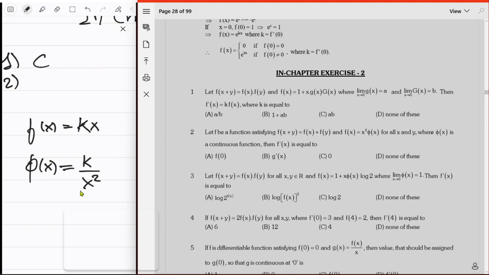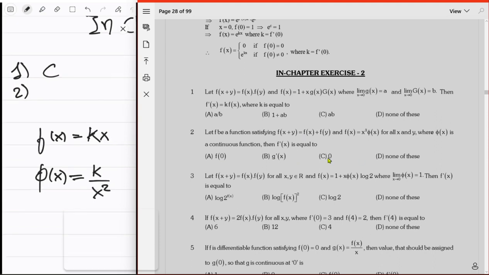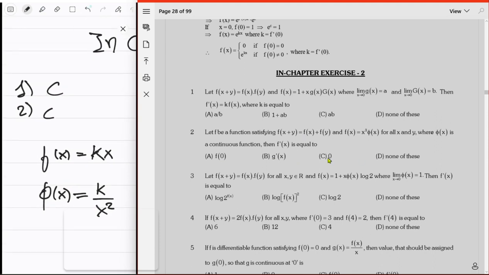Phi is a continuous function, because if it's not, then how can you do this? It's going to go to infinity when x approaches 0. You can't make this continuous. The only way is k should be 0. That just means f dash is 0. What's this g dash? Where's g? There's no g involved. What are you talking about? F of 0? It's just 0. Yeah, C is the answer. The only way this could be made continuous is if k is 0.